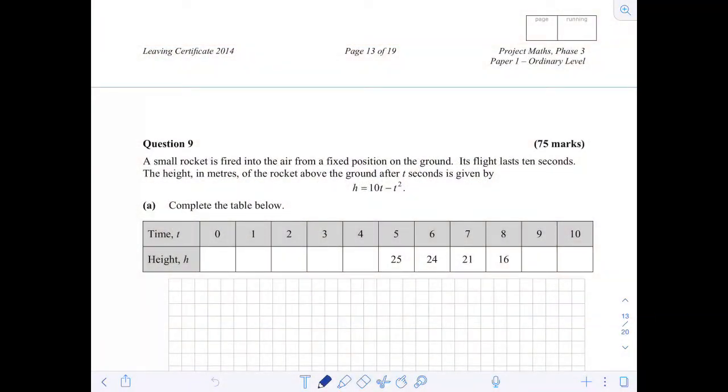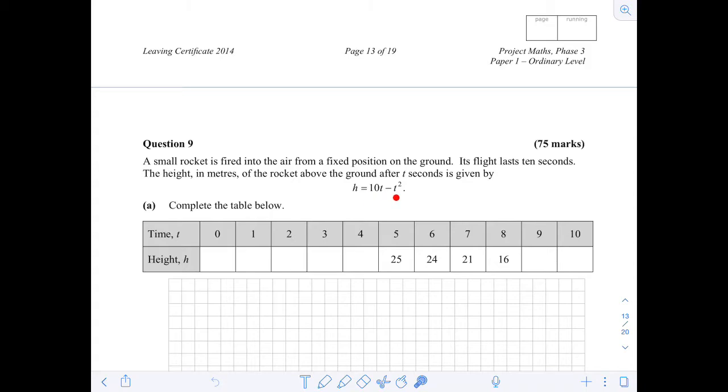So we're going to take a look at the 2014 paper 1, question 9. Let's read through this. A small rocket is fired into the air from a fixed position on the ground. Its flight lasts 10 seconds. The height in meters of the rocket above the ground after t seconds is given by h = 10t - t².